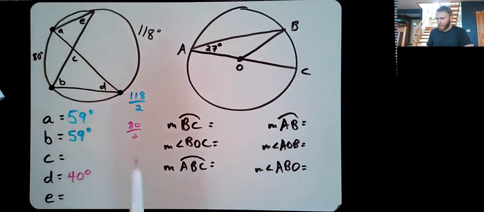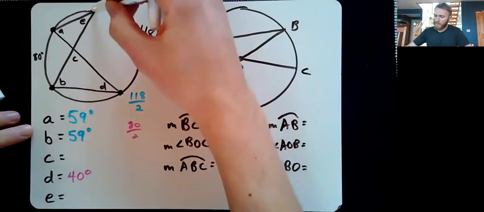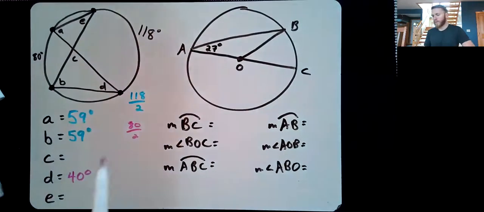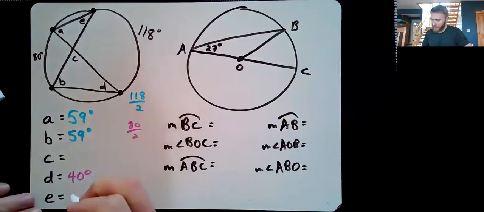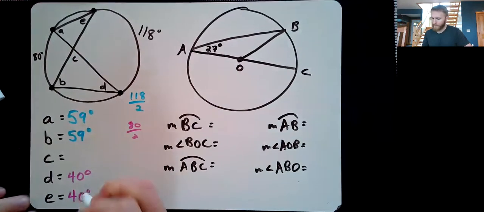And you're going to see a pattern. What do you know? The angle that is labeled with E, also inscribed, trace it down, it intercepts that same arc of 80, so also 40 degrees.